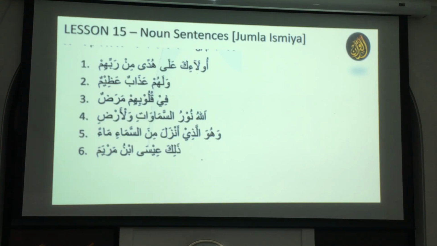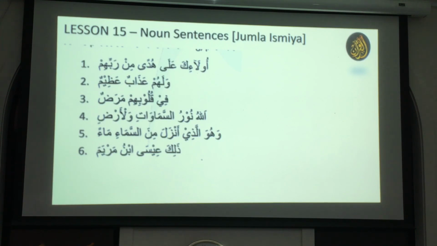And this is also because there is no al. If there is no al, we put an is. Right? So if we say zalika kitabun, zalikal kitab, there is no is, that is the book, that book. So here there is no al, so that is not, that is Isa ibn Maryam. We have to put an is. That is Isa ibn Maryam, okay?